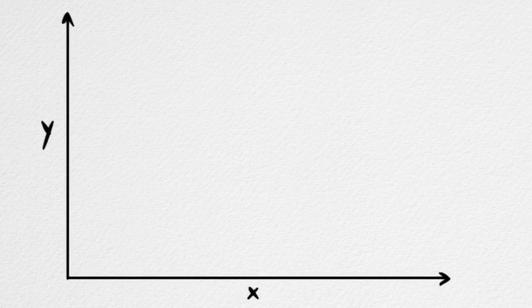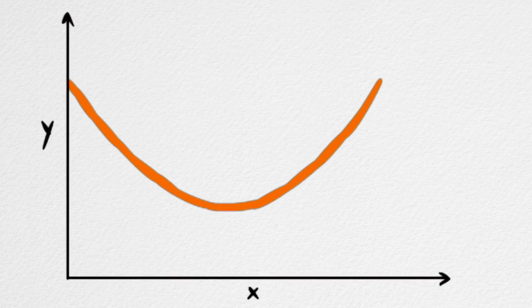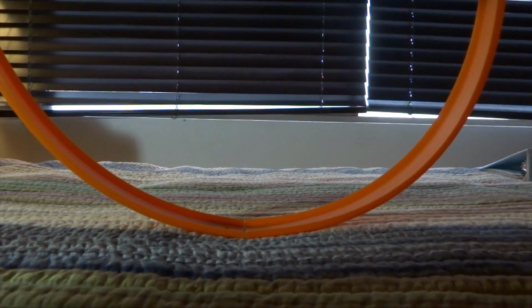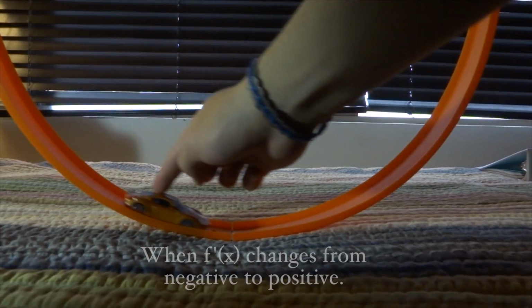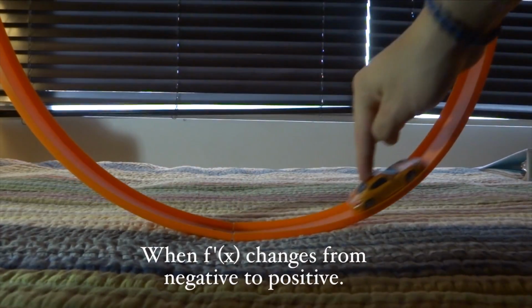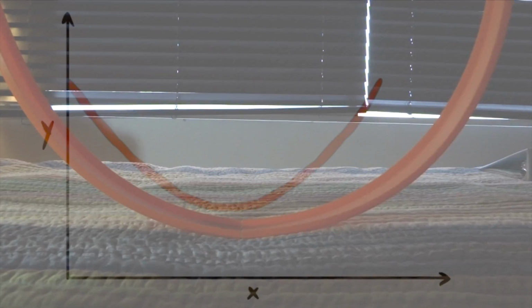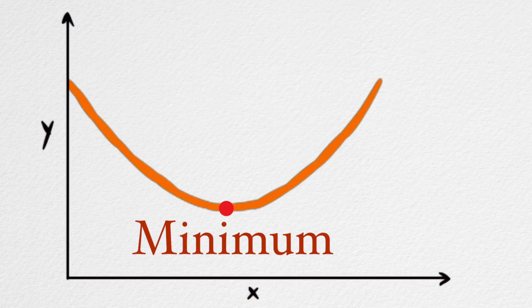The smallest values, on the other hand, look like valleys. And unlike the mountains, you know you've reached the bottom if before that point you were going down, and after that point you were going up. Mathematicians call this point a minimum.